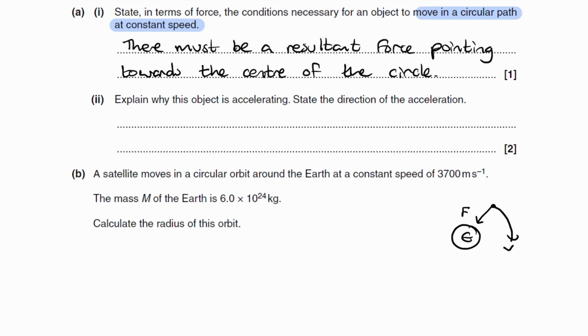And for part 2, explain why this object is accelerating, state the direction of the acceleration. So the acceleration will act in the same direction as the resultant force. So from Newton's second law, acceleration and force are in the same direction.